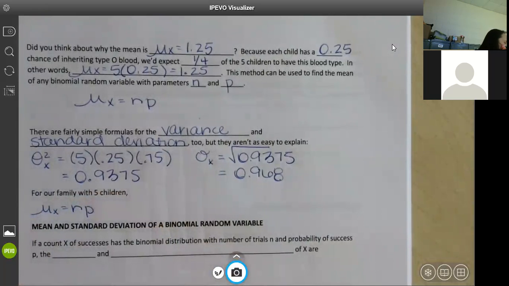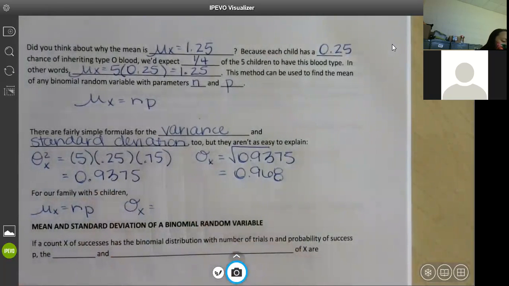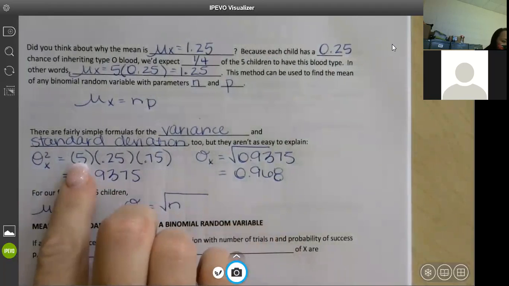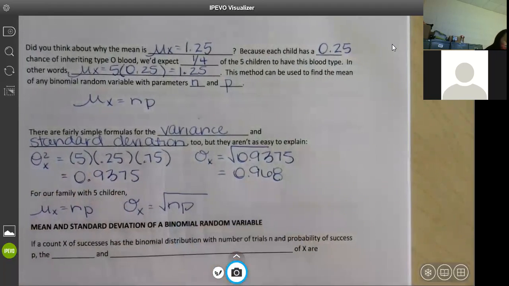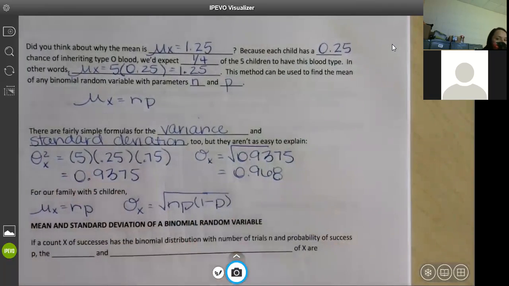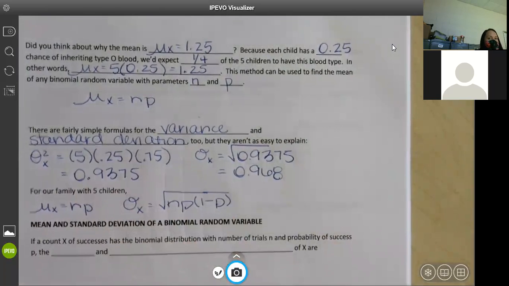So for our family with 5 children, the mean is found by doing n times p, and the standard deviation, here's what it is: n, that's your 5, p is your probability of success, and then 1 minus p, your probability of failure. So those are the 2 formulas that you need to get out of today. Okay. All right, so all of this stuff that's going through is going to describe why we do this mean and standard deviation formula, and then you're going to practice doing it as well.